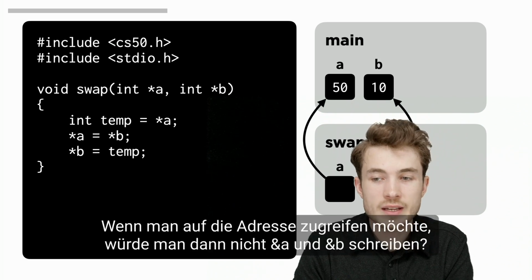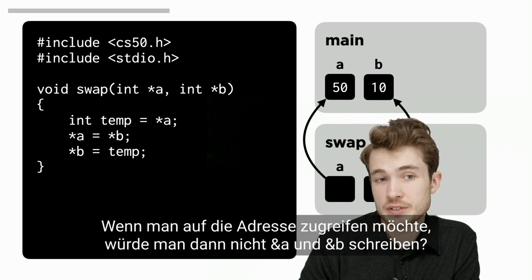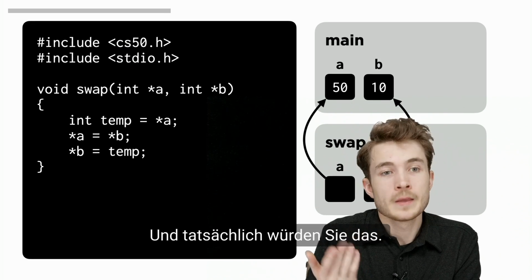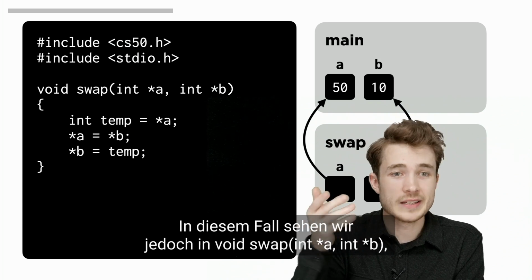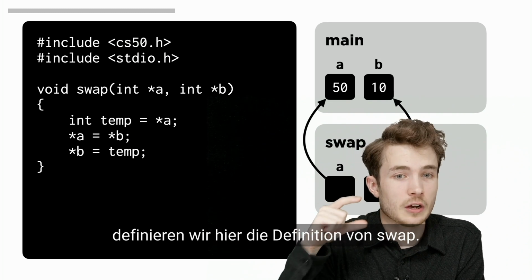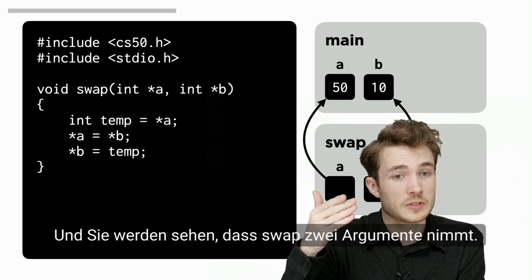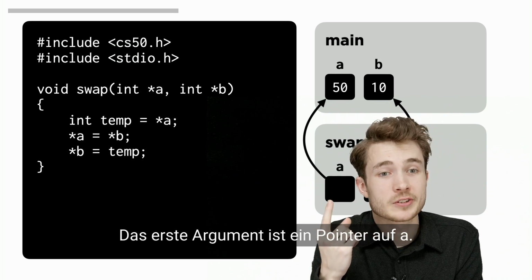A question here, if you wanted to access the address, wouldn't you write &A and &B? And in fact, you would. In this case, though, as we see in void swap(int *a, int *b), what we're defining here is the definition of swap. And you'll see swap takes two arguments. The first argument is a pointer to a.